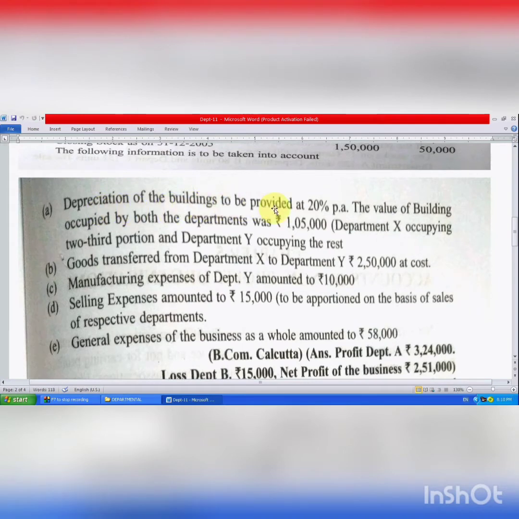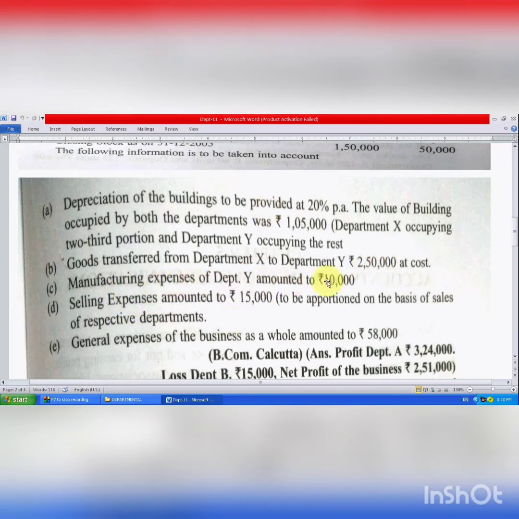Depreciation of the building is to be provided at 20% per annum, and the value of the building occupied by both departments was 1,05,000. Department X occupies 2/3 portion and Y the rest. That means overall 3 portions: 2 portions occupied by department X, 1 portion by department Y. Goods transferred from X to department Y are 2,50,000. So the receiving department is Y and the sending department is X.